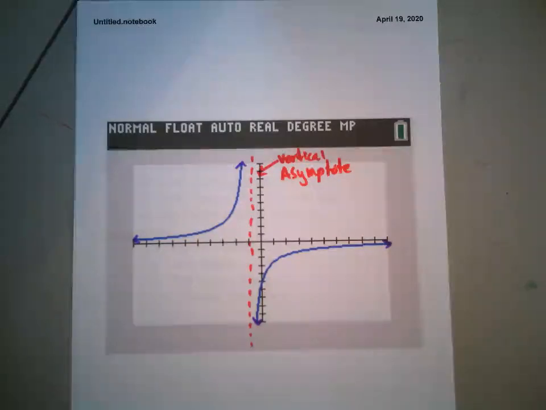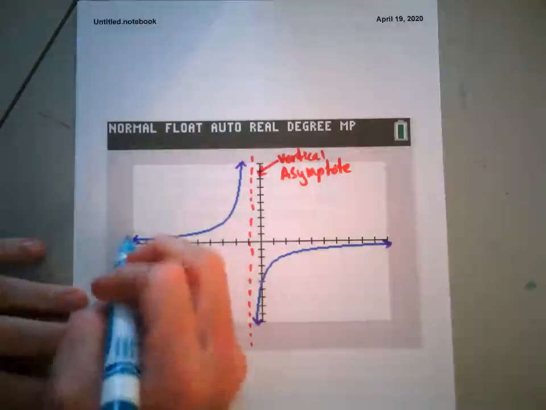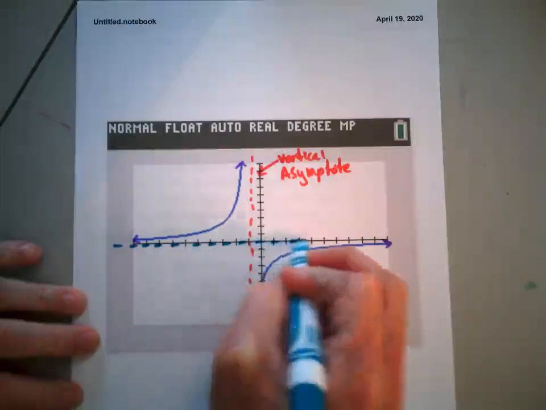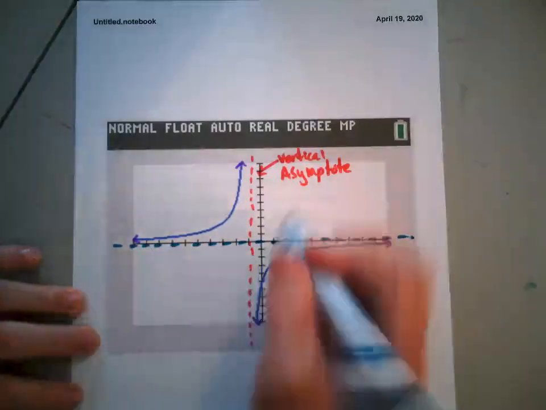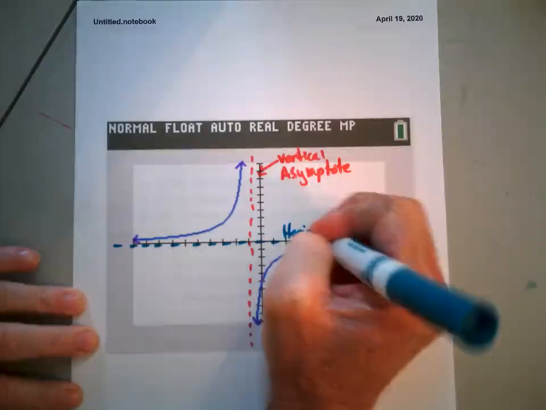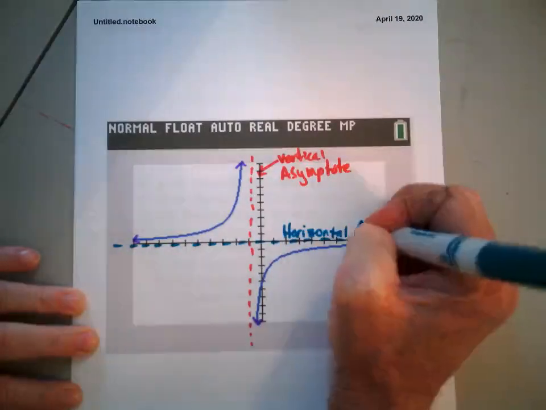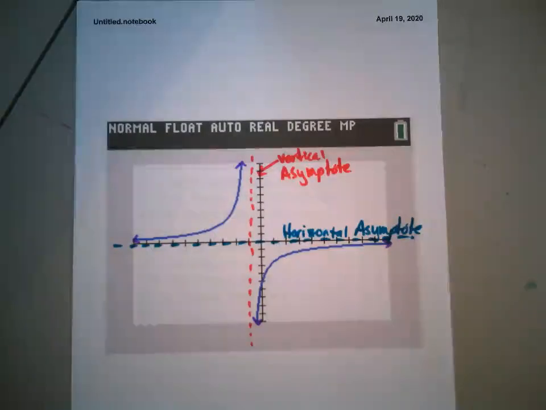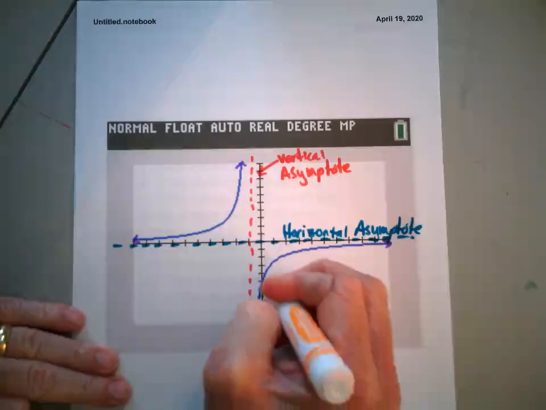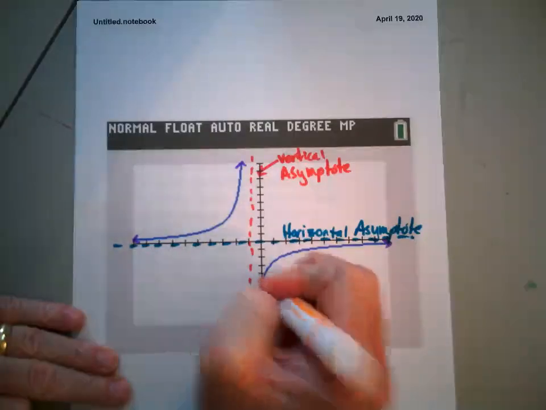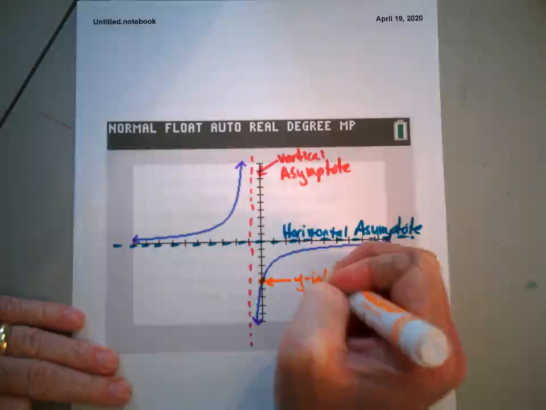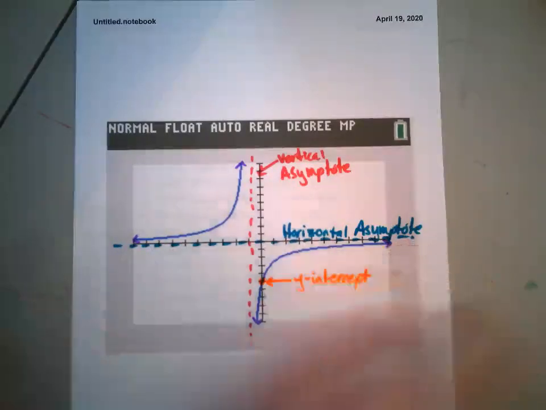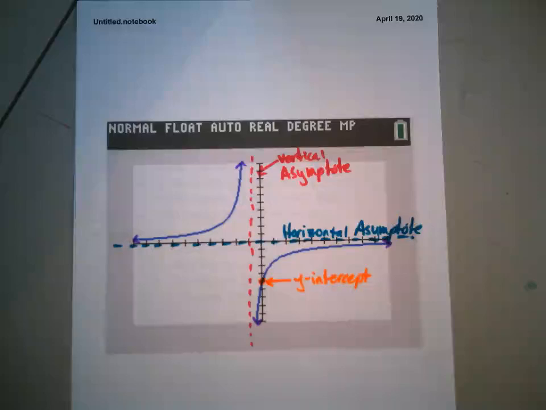One of the other features that we'll be finding is called a horizontal asymptote. So very similarly, right through the middle of the graph, right through here, is a horizontal asymptote. And we'll be looking for that as well today. In addition to those, right here, that point, that is your y-intercept. That's another thing we're going to be looking at today.